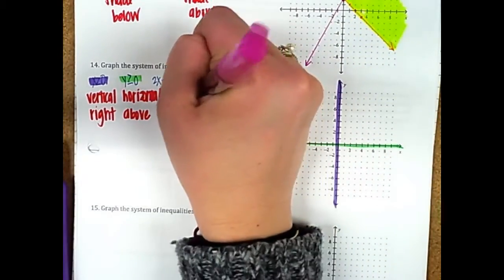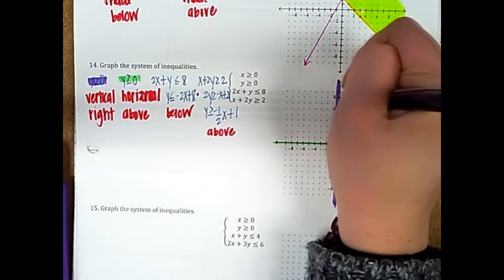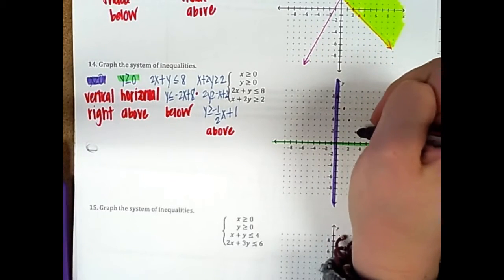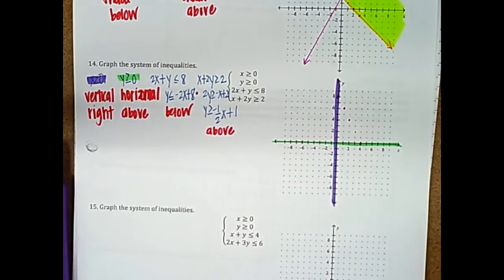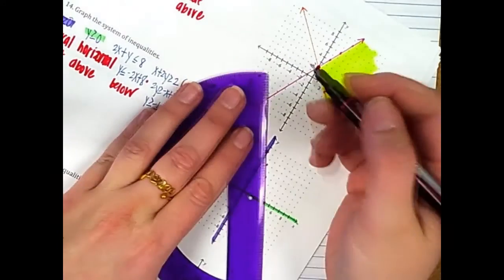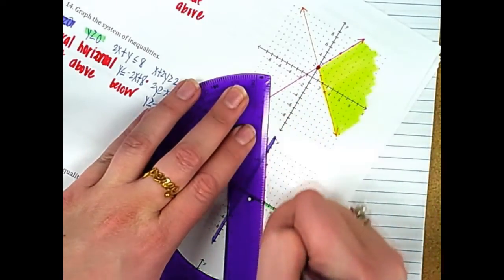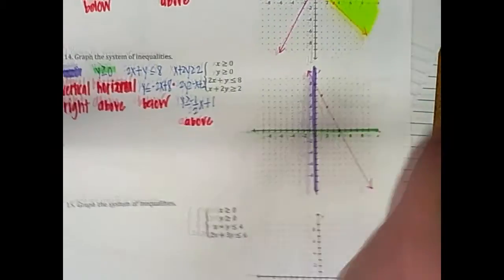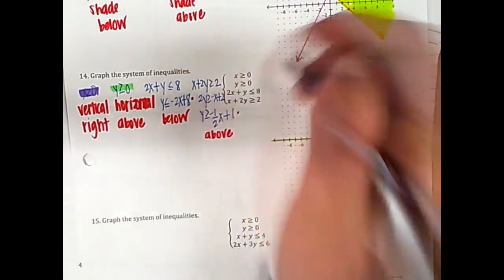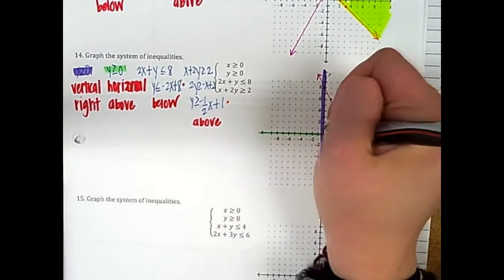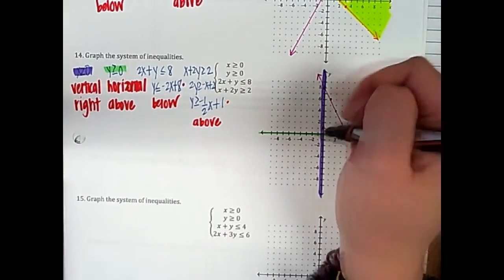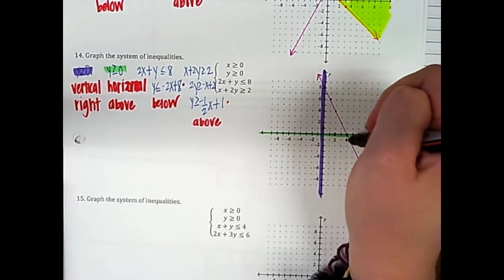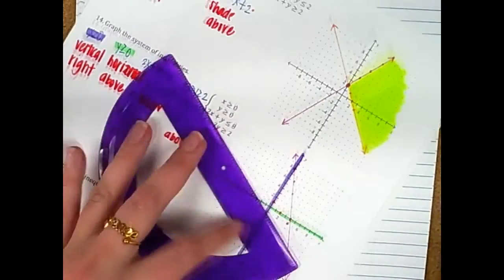And then for negative 2x plus 8, I'm going to start at 8. My slope is negative 2, so down 2 over 1, and so on, and so on. I can graph my line. And then the next one, I'm going to graph in orange. So my starting point is at 1, and my slope is negative 1/2. So down 1 over 2, down 1 over 2, and I can graph my line.